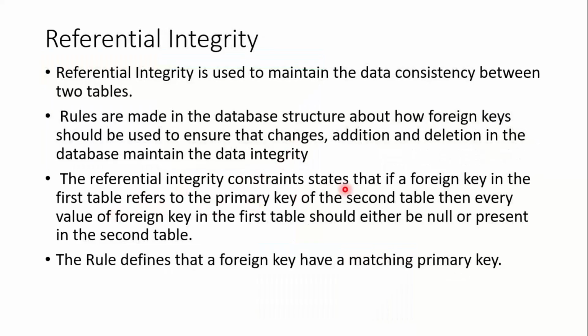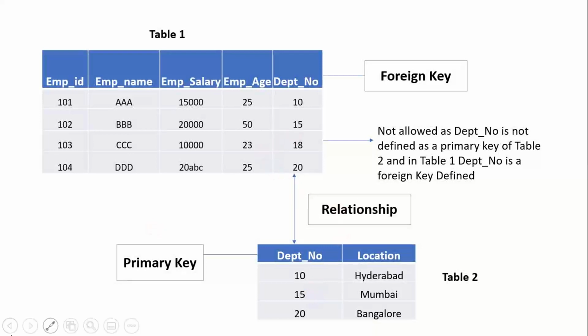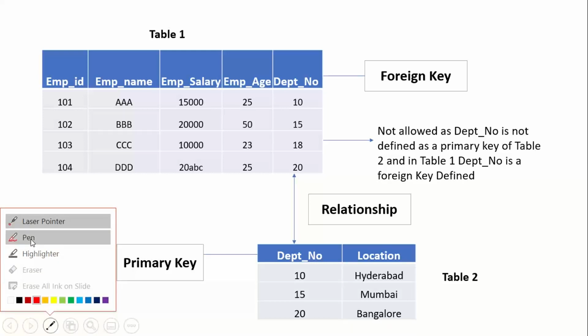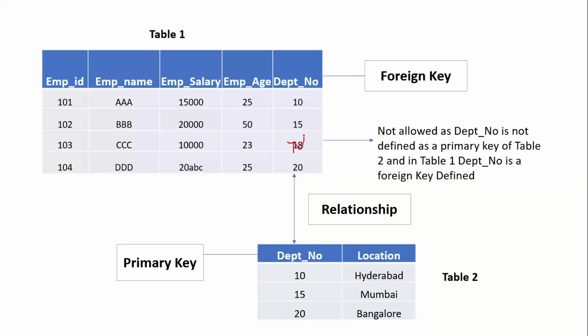See here, the referential integrity constraint says that if the foreign key in the first table refers to the primary key of the second table, then every value of foreign key in the first table should either be null or present in the second table. It can take a null value. See here, instead of 18, I write null. What happens is, for this particular employee, there doesn't exist any department, or he is a new recruit who is not assigned to any department. So here you can give him the department number as null.